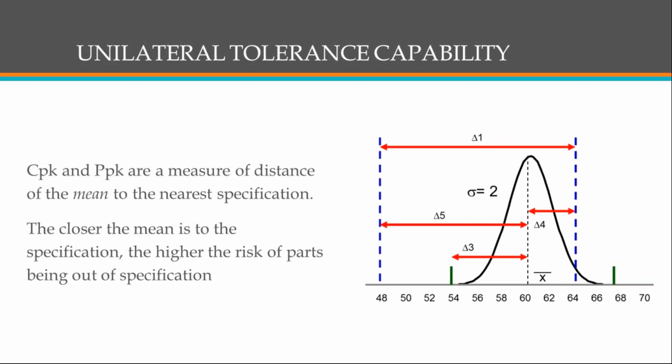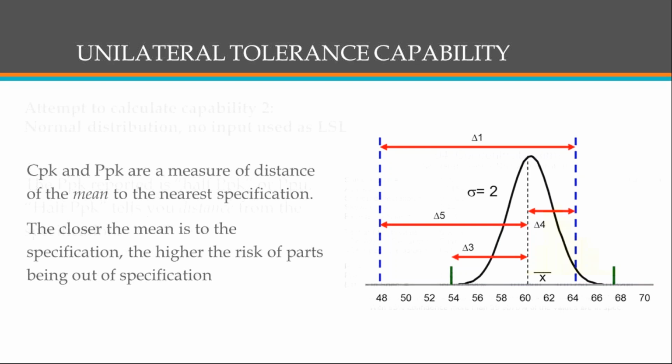Now notice that CPK and PPK are a measure of distance of the mean to the nearest specification. The problem when you have CPK and PPK calculated with 0 as a lower spec limit is it's going to calculate both directions, and that's not appropriate. You want to calculate from the mean over to the active specification, not 0. The closer the mean is to the specification, the higher the risk of parts being on the specification.